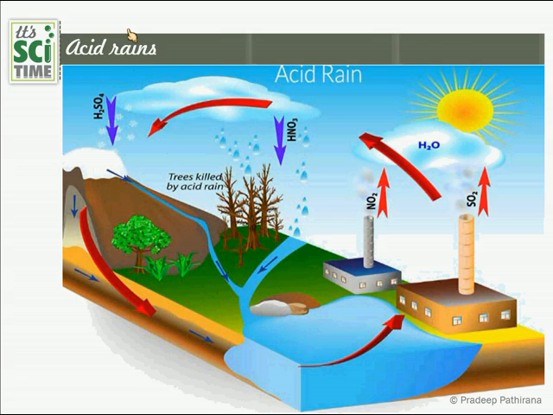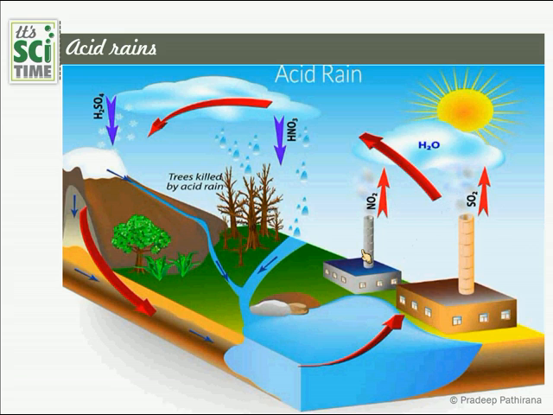And next one, acid rain. This is a common one you discussed from grade 6 or sometimes even earlier than that. You know this topic, the acid rain. Acid rain is mainly caused by two gases. Sometimes carbon dioxide also can cause this one. Nitrogen dioxide and sulfur dioxide.